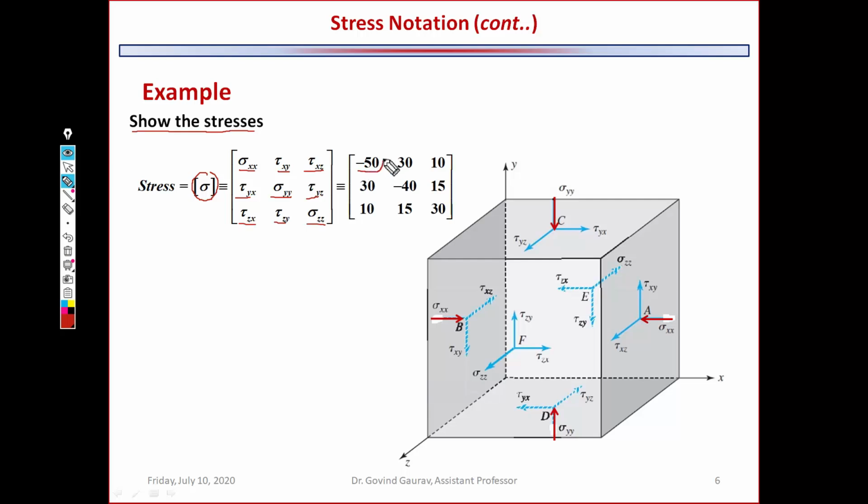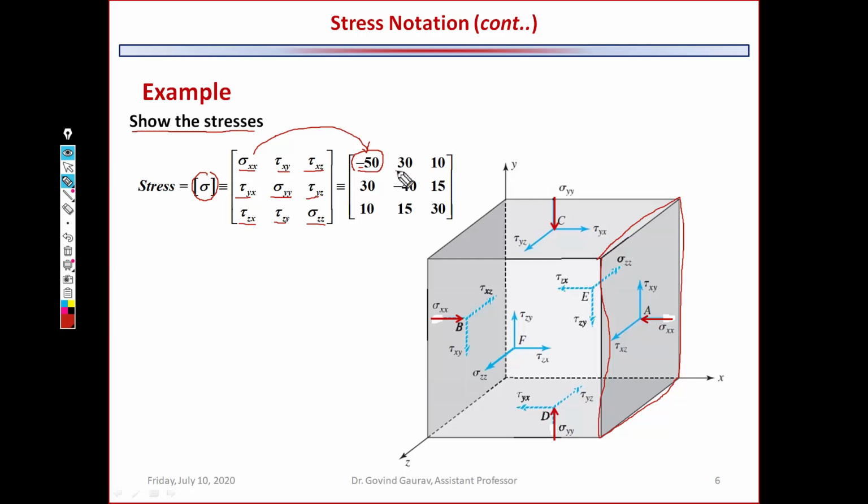So the first value, sigma xx, is given as minus 50. This means it would be acting perpendicular to the surface, to this plane, and it would be pointing in the negative x direction. Why the negative x direction? Because the value over here is given with a negative sign.